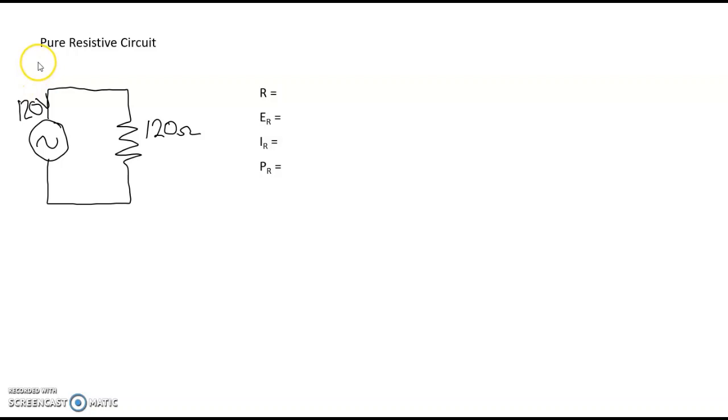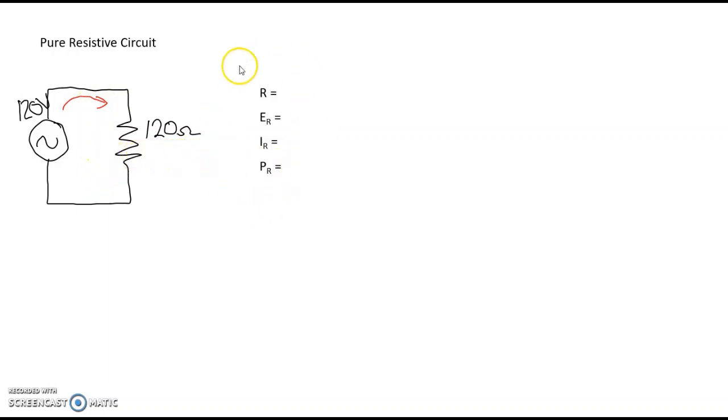In this video, we're talking about resistive inductive series circuits. To start, we're going to look at a purely resistive circuit. I have a crude one drawn here. We have a 120 volt AC power supply wired in series with a 120 ohm resistor. This is a purely resistive circuit. When current flows through the circuit, that current is in phase with the voltage.